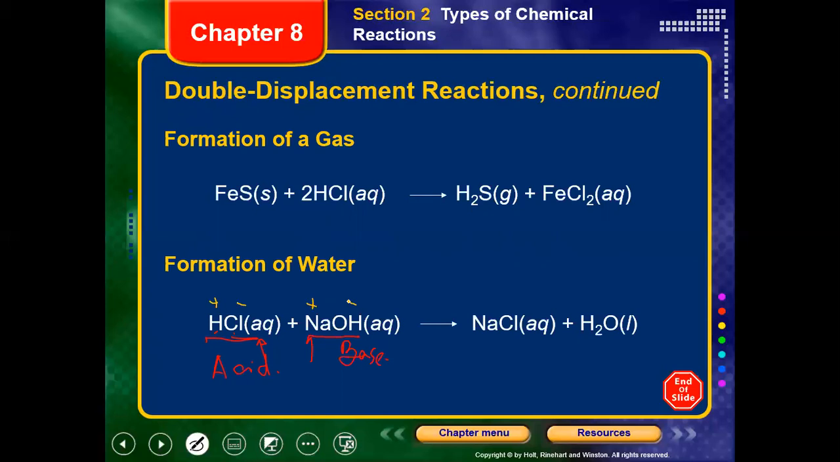So what will happen? The hydrogen from the first compound bonds with the negative hydroxide from the second compound, forming water. So the water comes from the reaction between H plus and OH negative. And the remaining ions are sodium and chloride, forming NaCl dissolving in water. Okay.